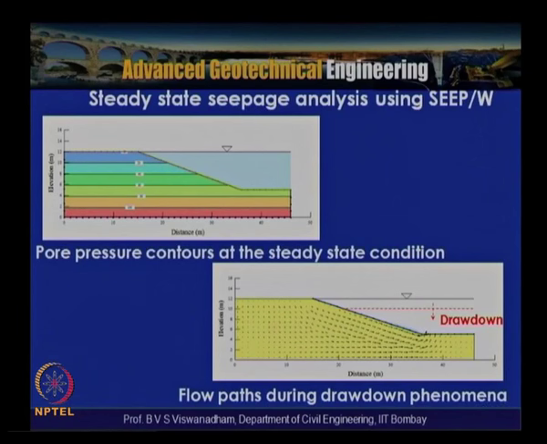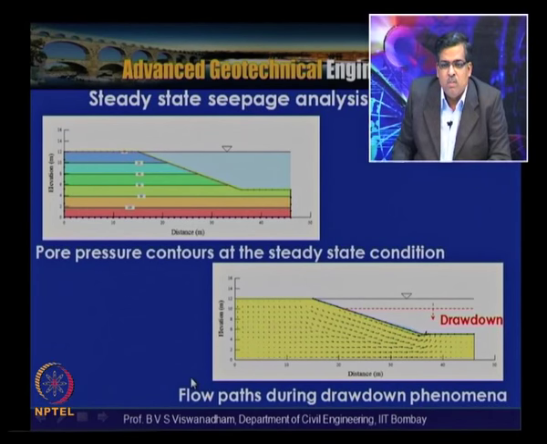So this is the steady state seepage condition analysis. At the steady state seepage condition, this is the pore pressure contours and the flow path. During the drawdown phenomenon, you can see that when the drawdown is occurring, how the flow vectors are culminating here, that can be seen here.